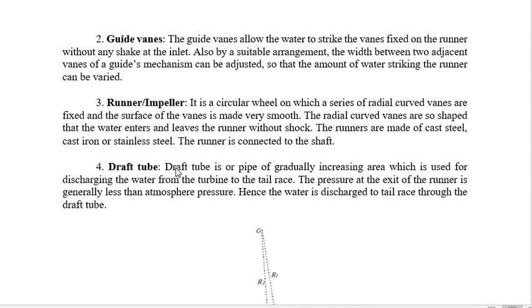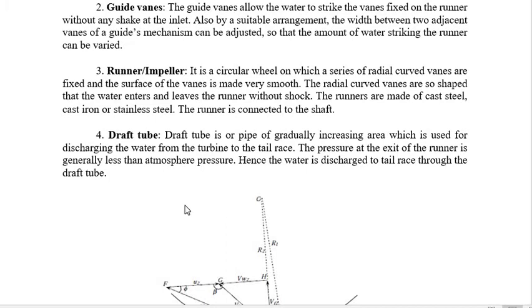Then we have the draft tube. This is another important part because otherwise whatever pressure is available at the outlet of the turbine is a vacuum. So we have to discharge the water at atmospheric condition. That's why this draft tube is used, which gradually increases the area, discharging water from the turbine to the tail race. The tail race, in our lab, will be a sump or whatever. The pressure at the exit of the runner is generally less than atmospheric pressure, hence the water is discharged at the tail race through the draft tube.